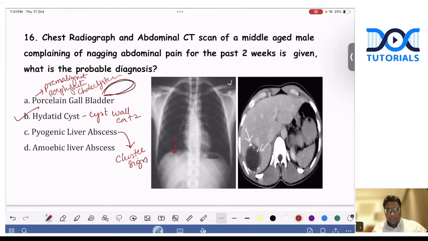Hydatid cyst, please remember, the presence of cyst wall calcification is suggestive of hydatid. Cluster sign, where multiple microabscesses unite and form a large abscess. A diabetic person, a person who has had biliary procedures done, high-grade fever and chills, think of pyogenic liver abscess. Younger patients, mild fever, mild pain, think of amoebic liver abscess. Elderly patient, think of pyogenic liver abscess. High fever, think of pyogenic liver abscess. History of diarrhea, think of amoebic liver abscess. History of diabetes, think of pyogenic liver abscess. Okay, I hope you know those things.